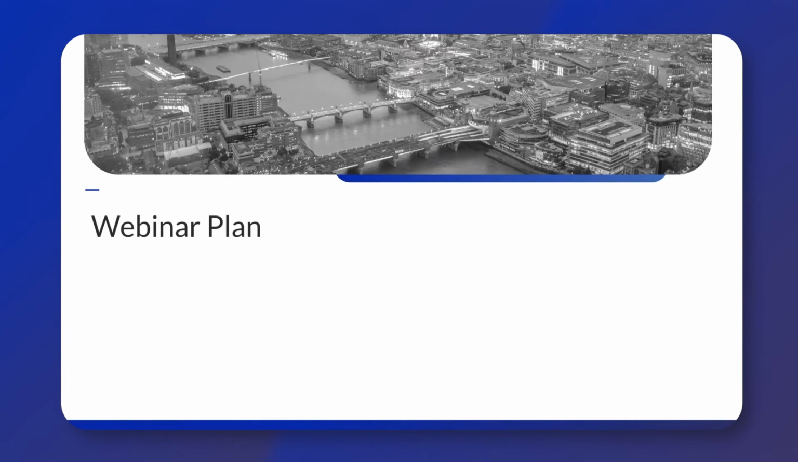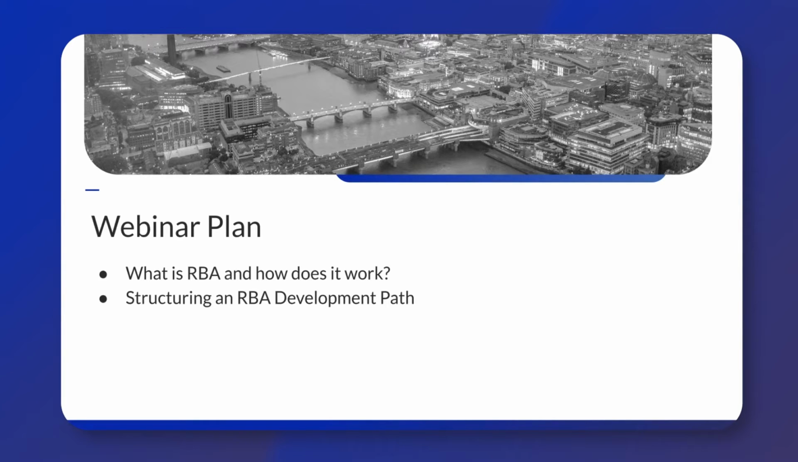So just a quick look at the plan for the webinar. First off, we're going to talk about what RBA is. This is the sort of groundwork that we're going to be thinking about. Why are we even looking at RBA? What is RBA? How does it work? We're going to structure an RBA development path, figure out how we're going to go about progressing through an RBA journey and developing our security operations to use RBA.